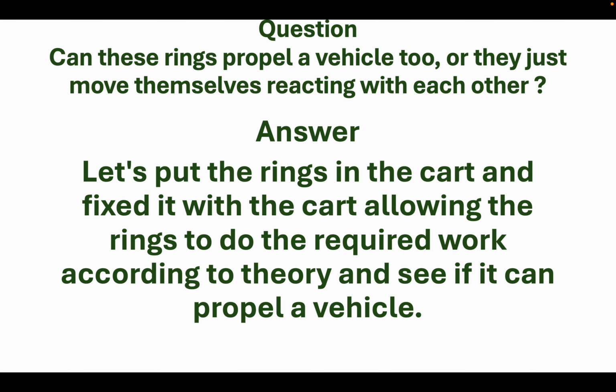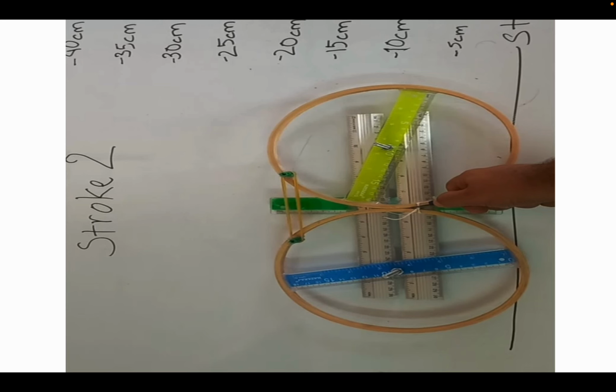But can these rings propel a vehicle too, or do they just move themselves by reacting with each other? Can we use the result of the interaction between these two rings to propel a vehicle, or do they simply interact and move each other by themselves only? My answer is, let's put the rings in the cart and fix them with the cart, allowing the rings to do the required work according to the theory, and see if it can propel a vehicle. Okay, let's see the video, and the video will tell you the answer.